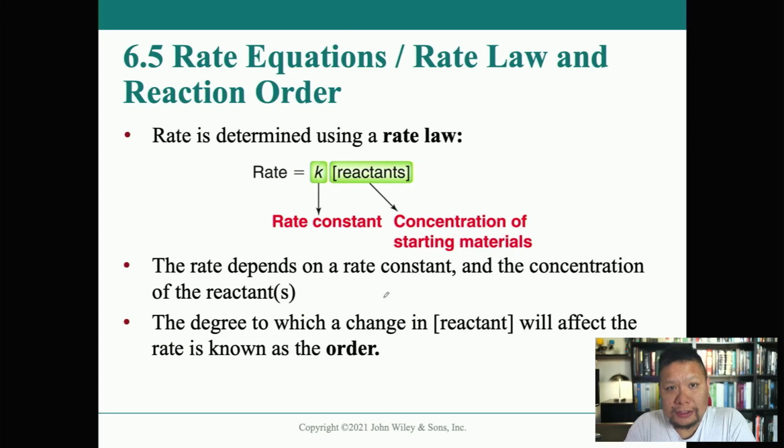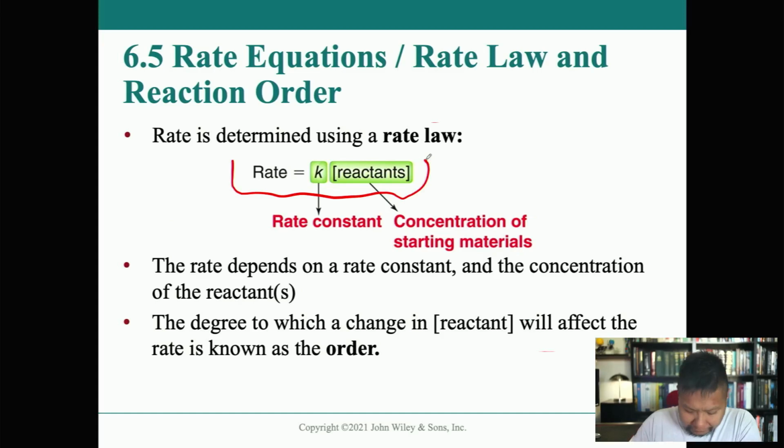So the rate law is determined by this equation here. Rate equals k times the concentration of reactants, where k is the rate constant. The rate depends on the rate constant and the concentration of the reactants. The degree to which a change in reactant concentration will affect the rate is known as the order. We'll elaborate on that in a second.